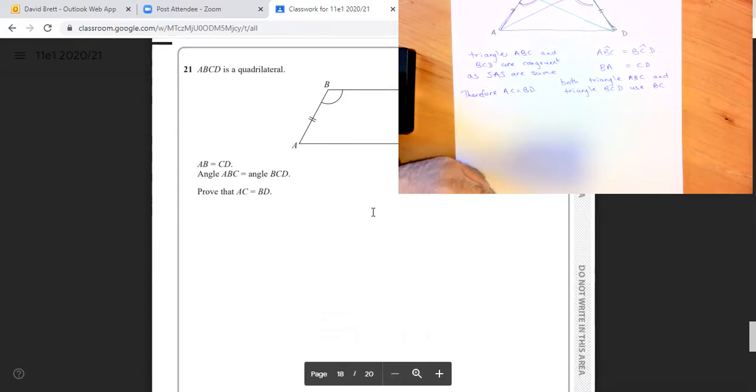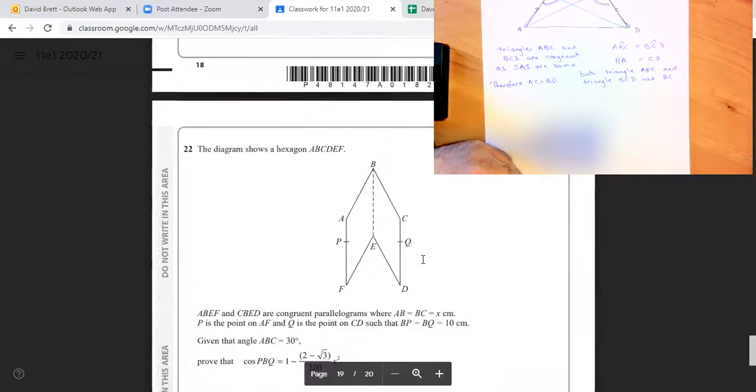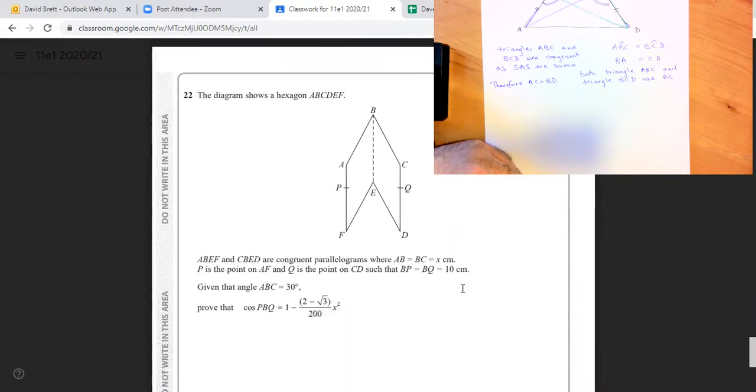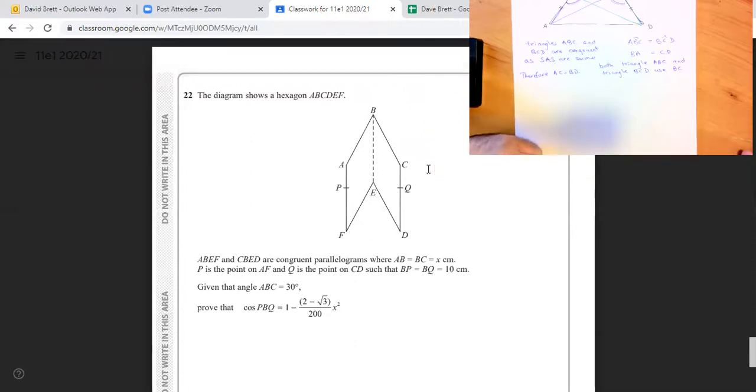Okay, let's hope the last question is a little bit lighter than that and a bit easier. Oh no, it's another proof question, isn't it? Okay, prove that. Let me draw my diagram again then.